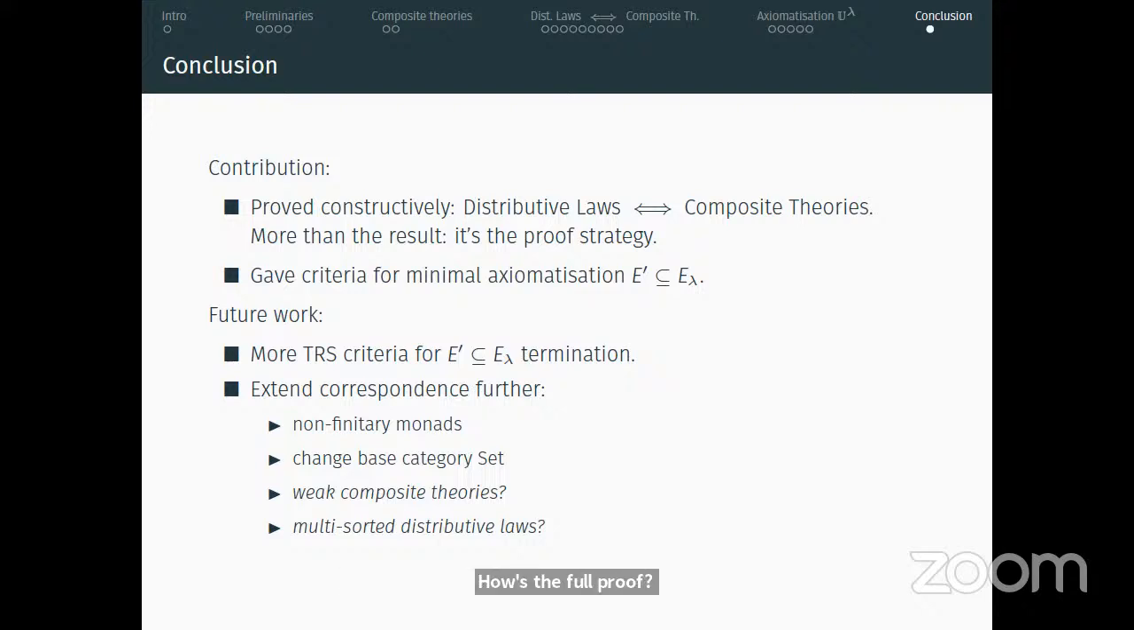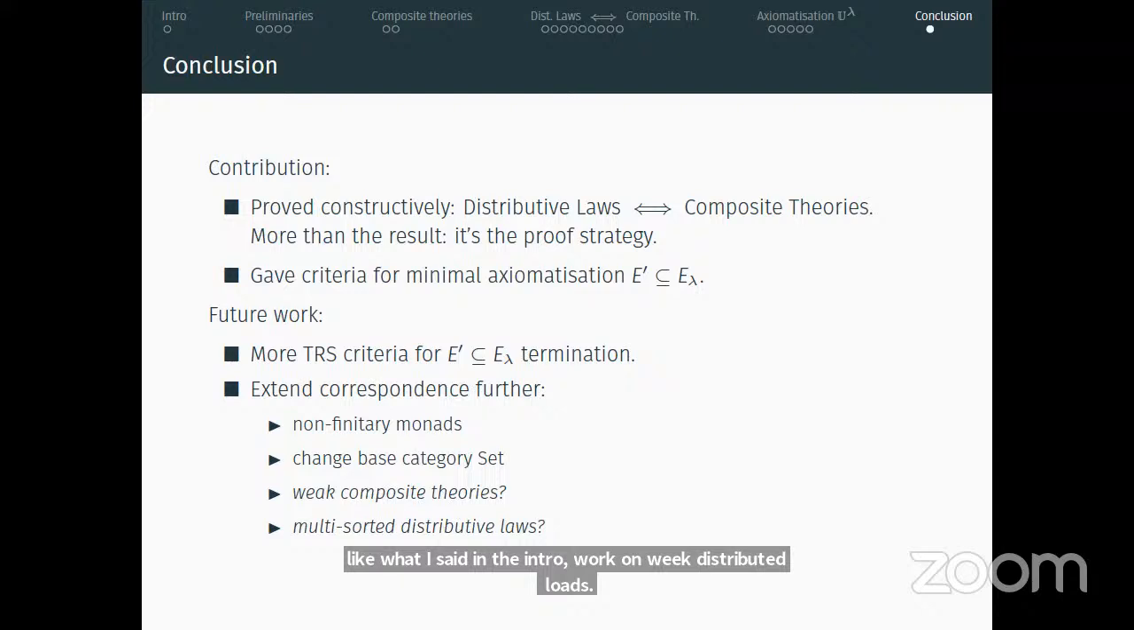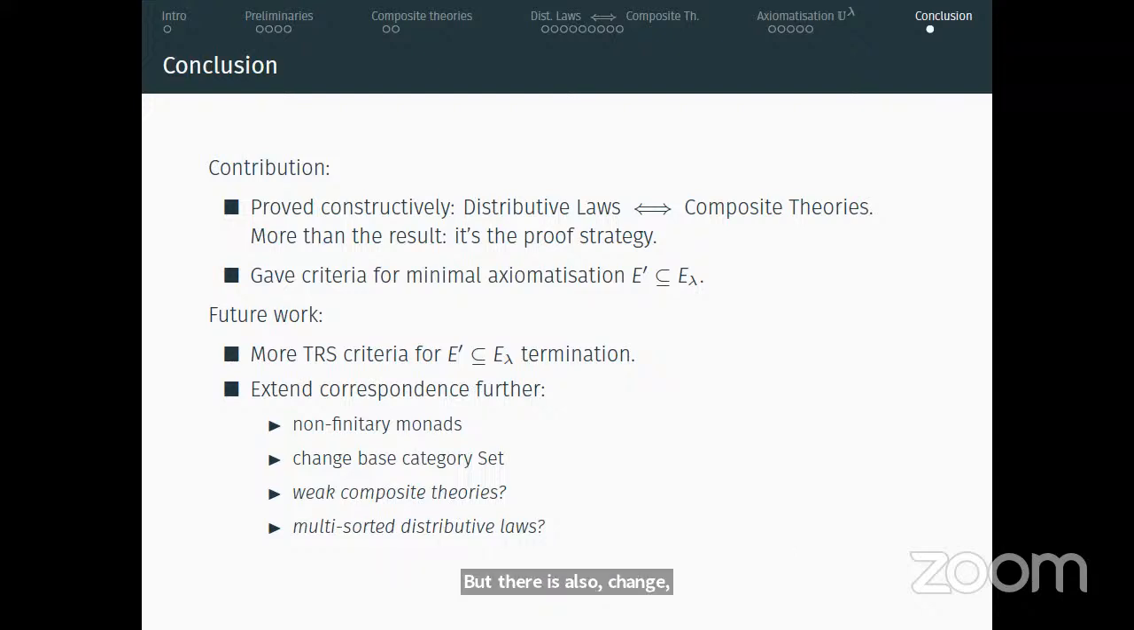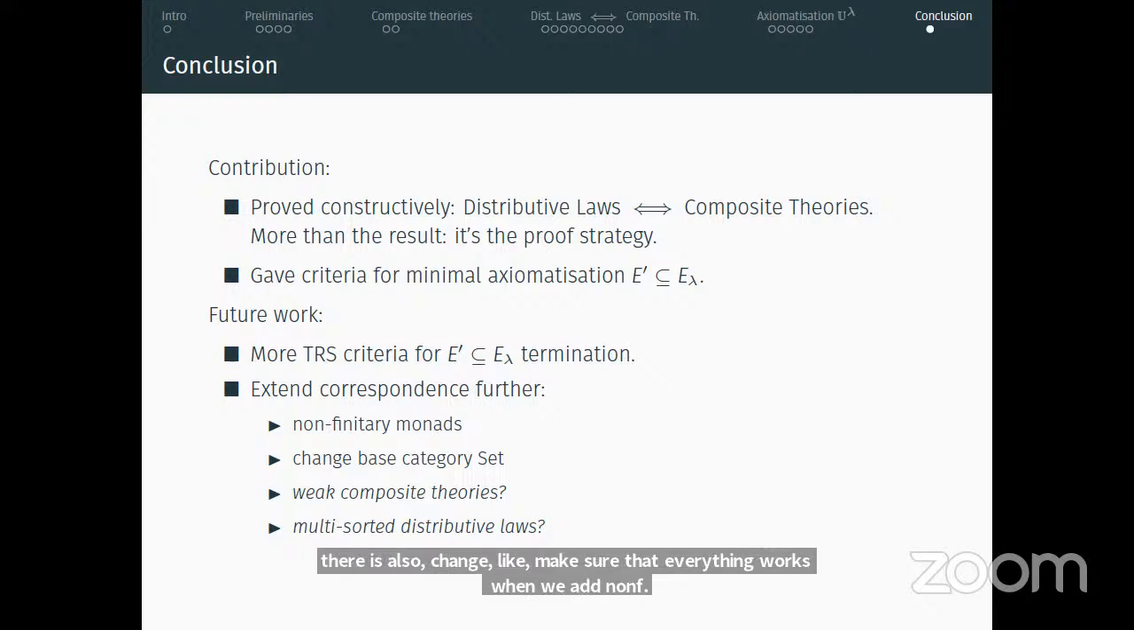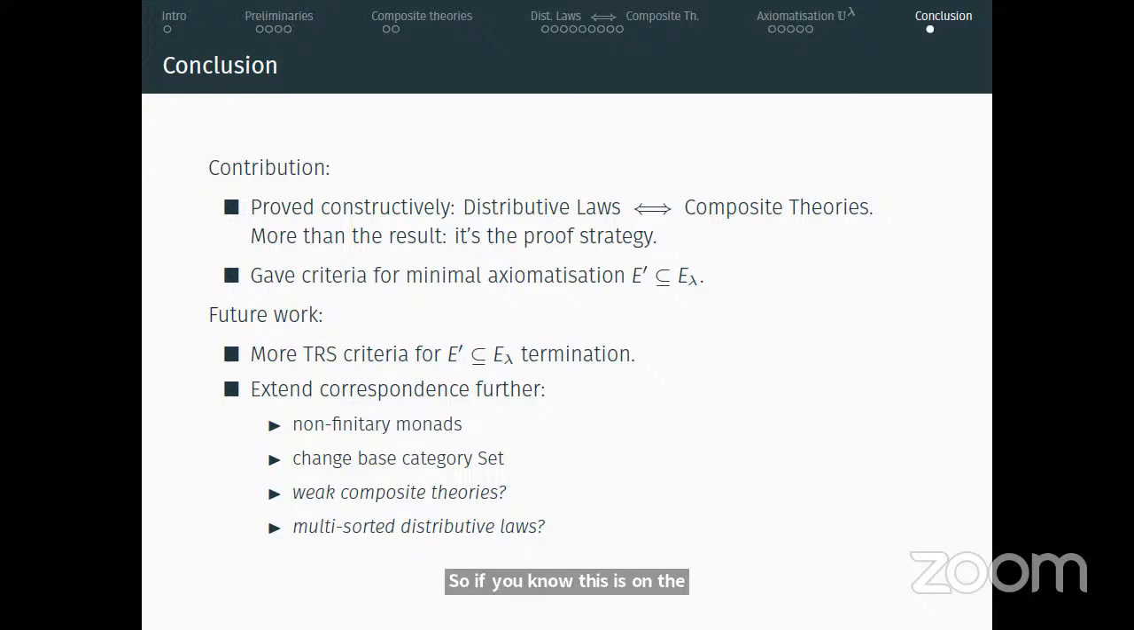For instance, like I said in the intro, work on weak distributive laws. But there is also making sure that everything works when we add non-finite monads. On the algebraic side, this is when you allow function symbols to have infinite arities, a main example being the power set monad or the ultrafilter monad.